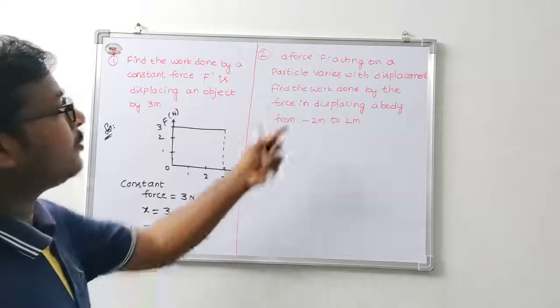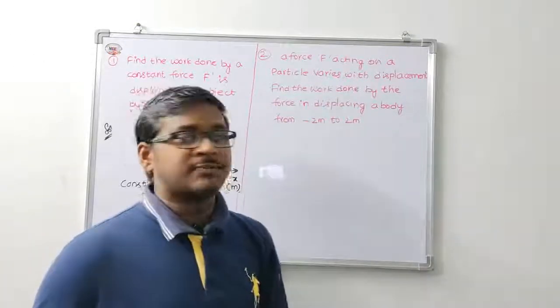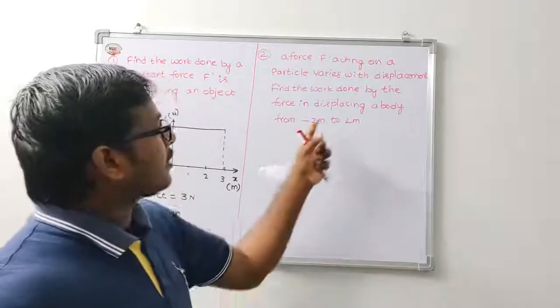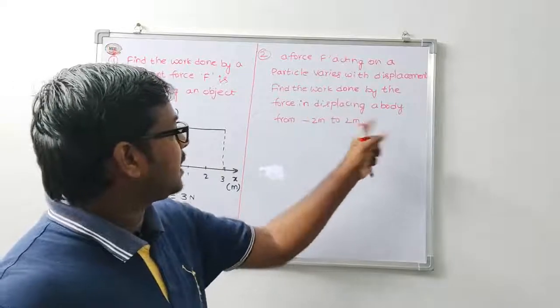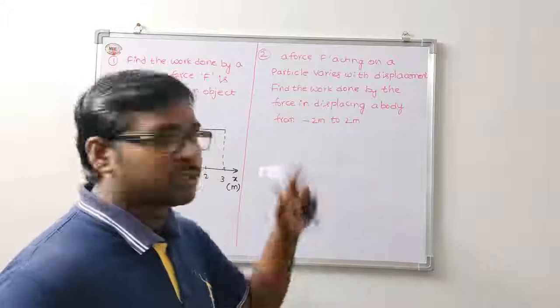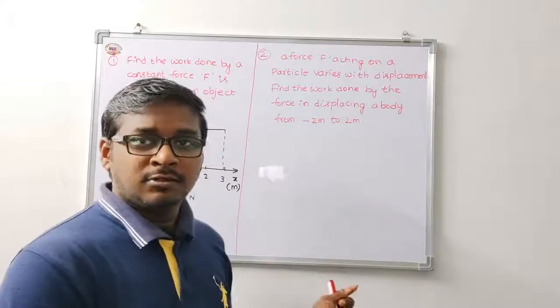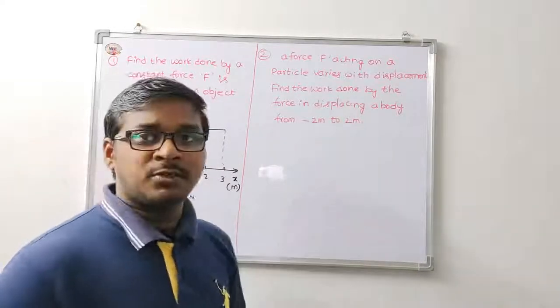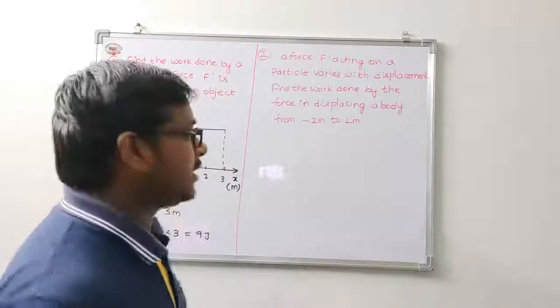The second one: a force F acting on a particle varies with the displacement. Find the work done by the force in displacing a body from minus 2 meter to plus 2 meter. Minus 2 is situated in the third quadrant, plus 2 meter is situated in the first quadrant.